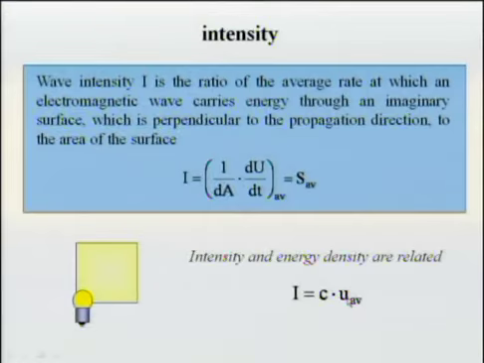All right, so this will be all. We can also recognize that intensity is associated with average energy density. We will have to multiply the average energy density of the wave by the speed of light, and we will get the intensity.